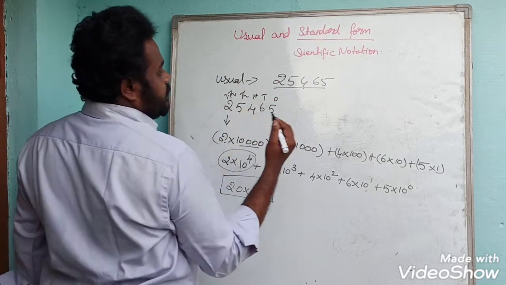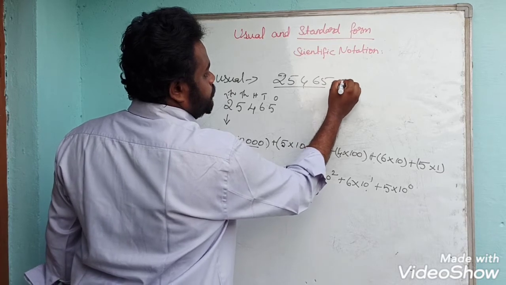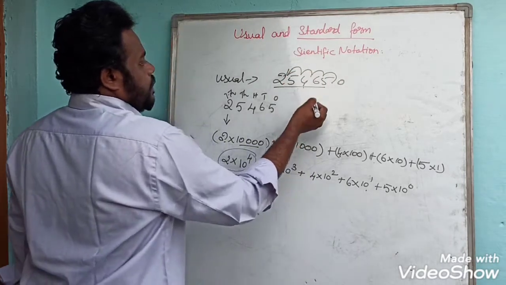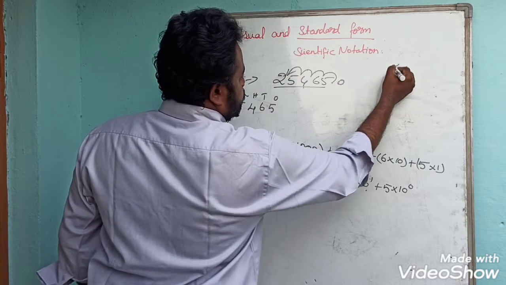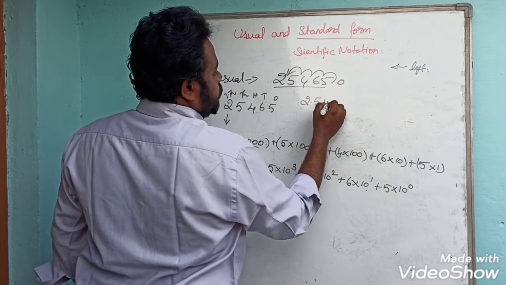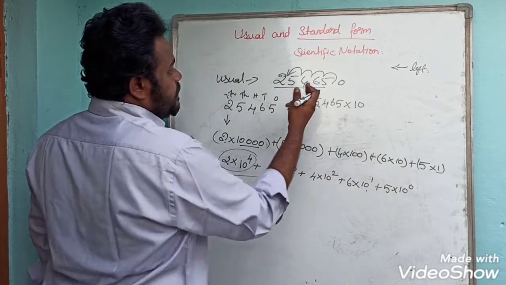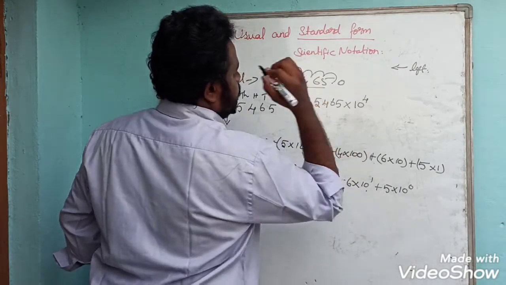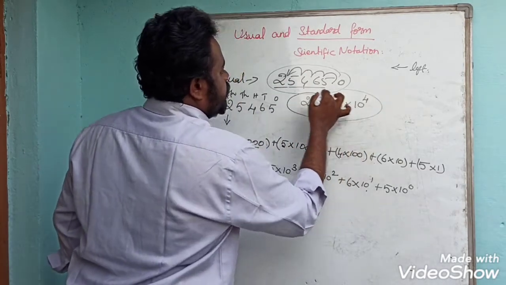Here there is no decimal point, so we consider the decimal point to be here. It can be moved 1, 2, 3, 4, four times to the left. So this can be written as 2.5465 into 10 to the power, how many steps moved? 1, 2, 3, 4 to the left. Left means we take plus 4. So this is the usual form of the number, and this one is the scientific notation of the number.